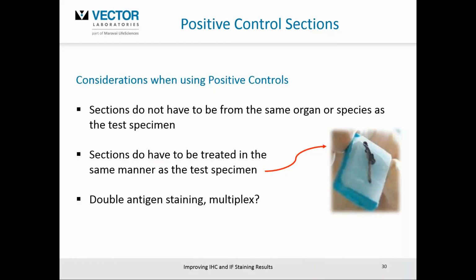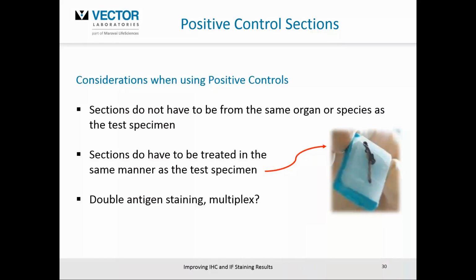This is another reason why you'd want to run a positive control, to alleviate absence of staining. Where did I go wrong? Did it work on my positive control? And then you can showcase it running in parallel with your test or unknown specimen, and verify whether or not the staining is accurate, or whether there was an omission possibly in your workflow.